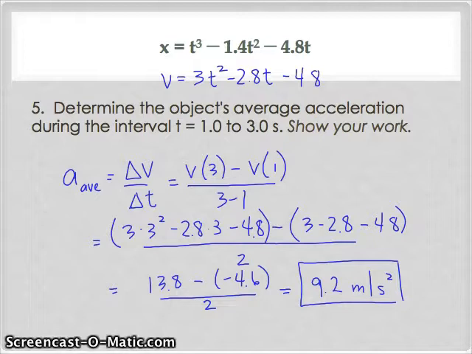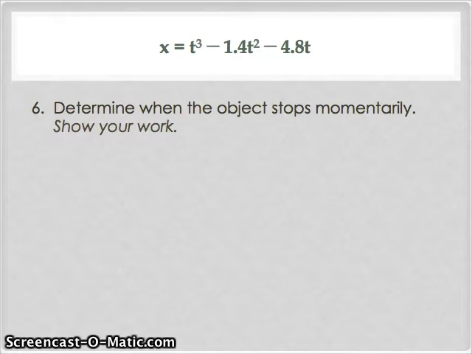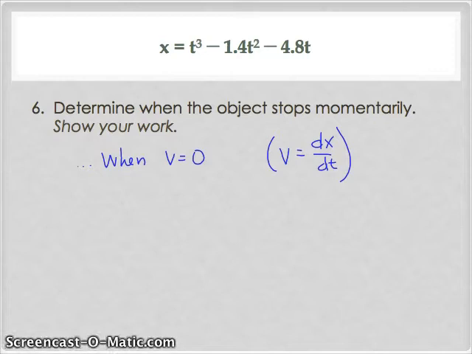Another really important way of using this velocity function is in a problem such as this, determining when the object stops momentarily. When an object stops, it means its velocity is 0 at that moment. And so we will need to calculate that derivative, dx/dt, and then set that expression equal to 0. Recall that our derivative ended up being 3t squared minus 2.8t minus 4.8. So that's what we would set equal to 0.